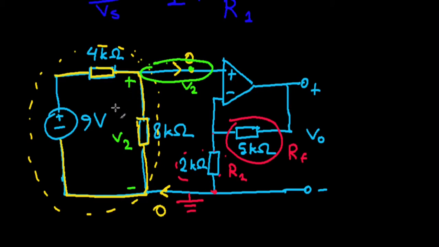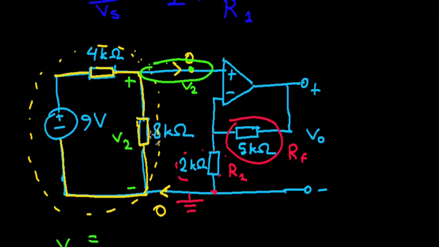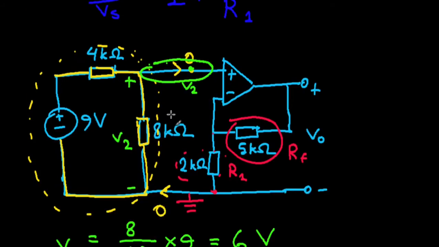We can just apply our voltage divider rule, right? So V2 is going to be equal to, well, the one that we're concerned with is 8 kilo ohms out of a 4 plus 8, which is 12 kilo ohms. So 8 over 12 multiplied by 9, and this is going to be 6 volts, right? 2/3 into 9, yeah, that's 6 volts. All right, so we have here our non-inverting input, that's 6 volts.